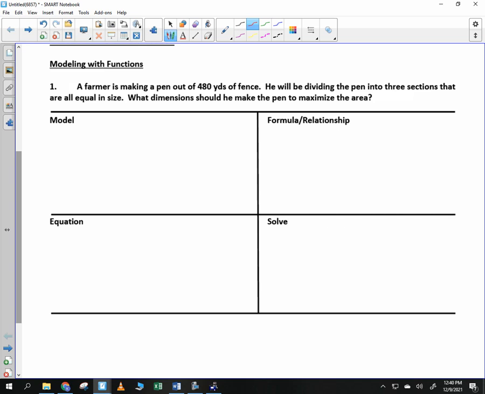So what dimension should he make the pen to maximize the area? Do you understand that maximizing the area is a good thing? Yeah, that way you have more grass to eat. You got more area for poo, right? You want to make sure that you have maximum area all the way around.